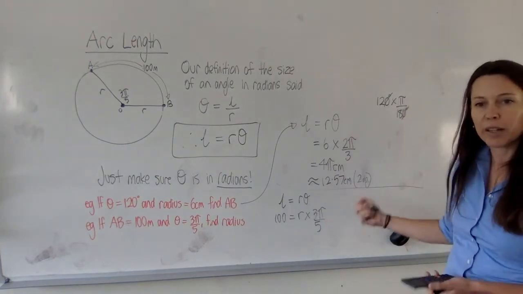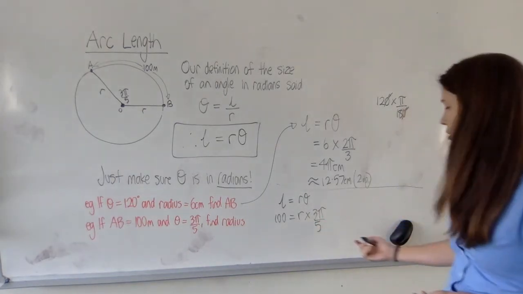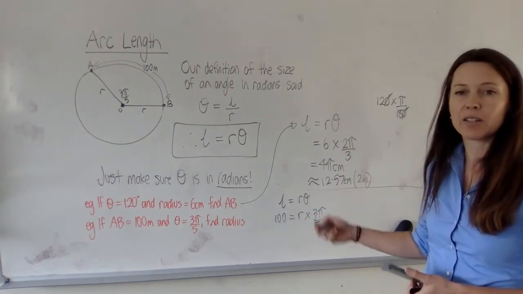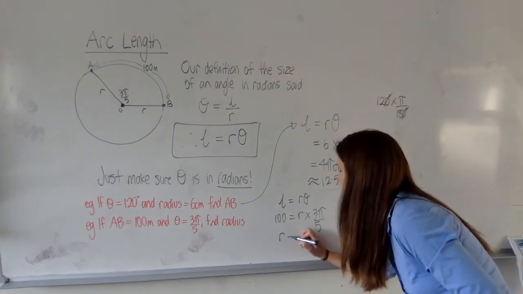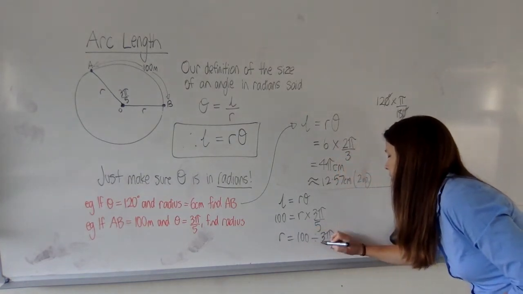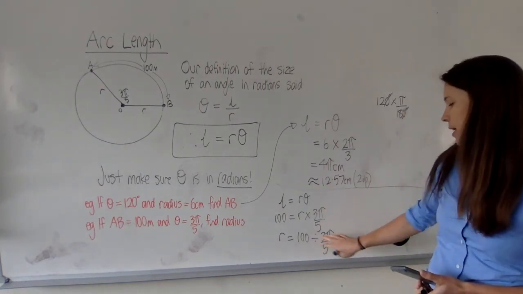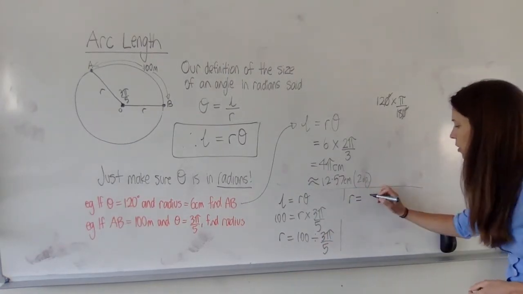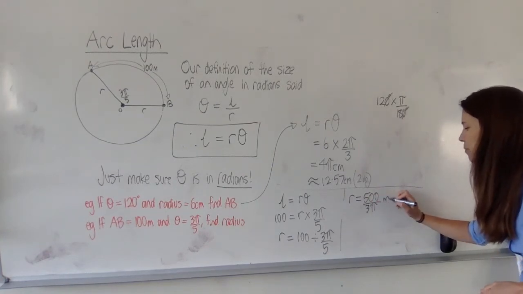Now here's where you could get a little bit mixed up with your algebra, so there's a bunch of ways to move on from here. You could say, well, I've got R times 3 pi on 5, so I need to divide both sides by 3 pi on 5. So R would be equal to 100 divided by 3 pi on 5. Now we know that that's the same as multiplying and flipping. So what we get then is R is equal to 500 divided by 3 pi, and that's metres.